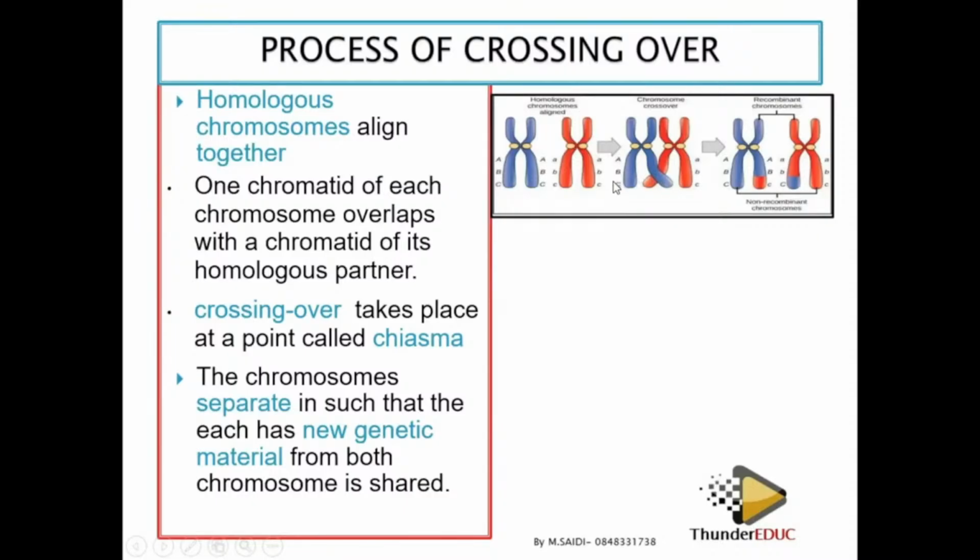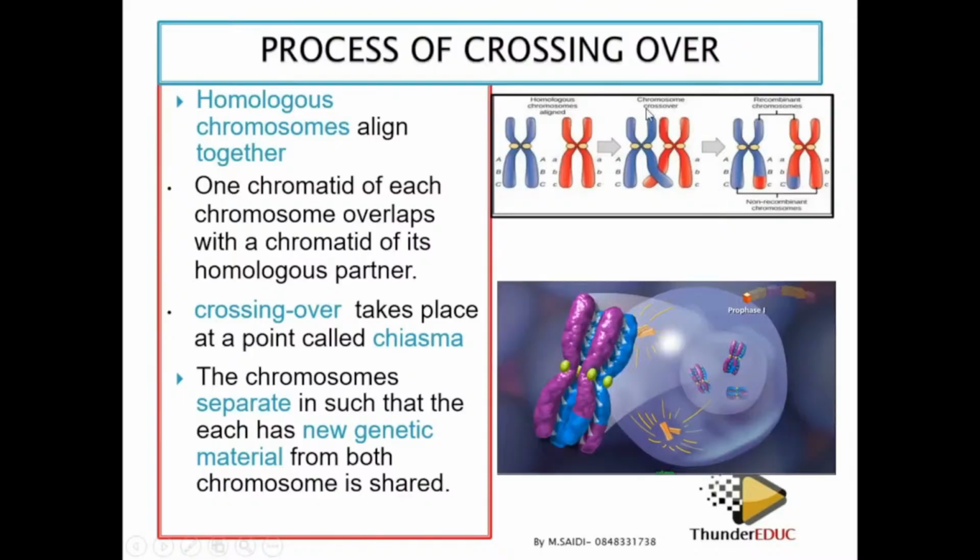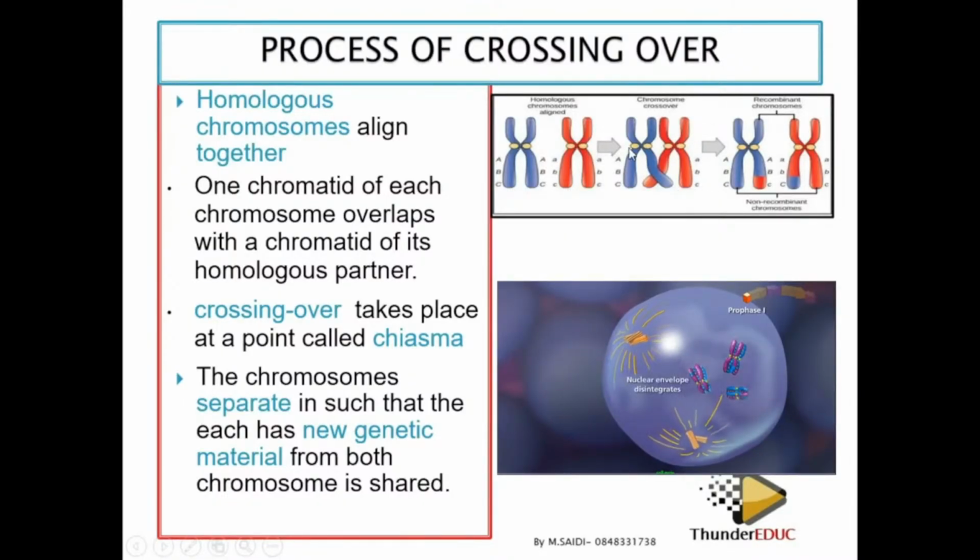If you look at ABC and then small abc. When they cross, this one takes the red and the red takes the blue. That's why you see it here. The blue takes the red and the red takes the blue. These chromosomes during crossing over, scientifically we call a bivalent, or bivalent, based on how you pronounce it.